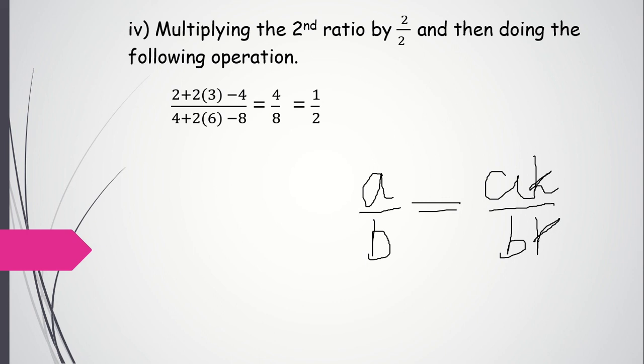Use this property to solve the following. Like this the question was. So that time we have learnt one property of ratio, that for a ratio, if you multiply numerator and denominator by the same number, the value of the ratio remains unchanged, right? So here in this case, for the second ratio, we are multiplying. Second ratio was 3 upon 6. So we are multiplying numerator and denominator of the second ratio by the same number, that is 2.